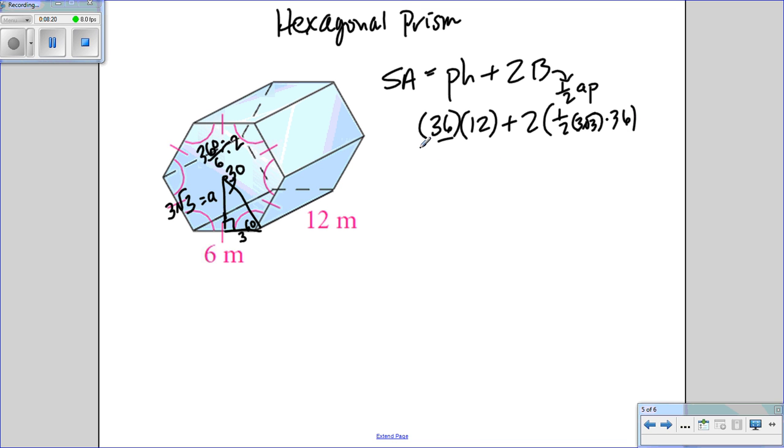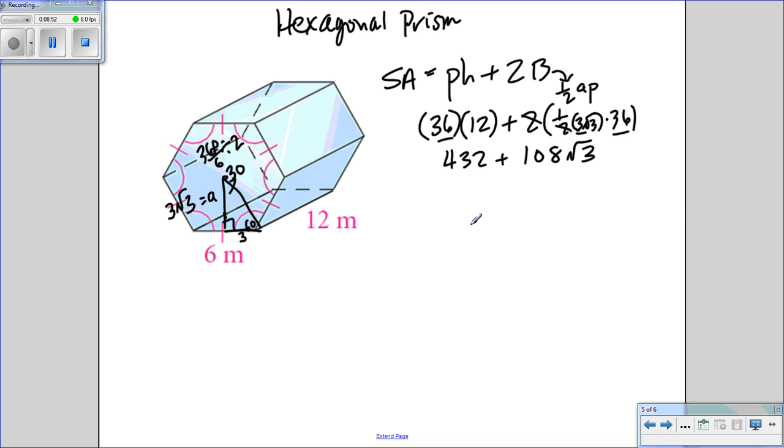So let's make our calculations. So I'm going to do the left side of that plus sign, 36 times 12 first. And we get 432 here. The half and the 2 cancel each other out. I'm going to leave everything in radical form for now. 3 times 36 is 108 radical 3, and now I'm going to calculate the rest of it. If we were to ask to put this in radical form, that would be complete right there. But for now, we're going to calculate everything out.